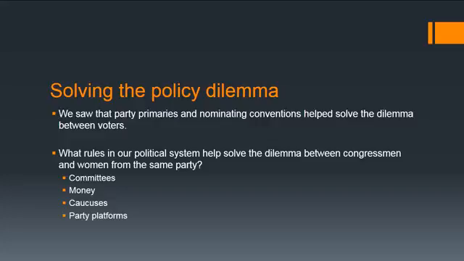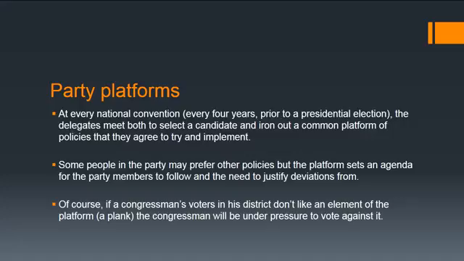Well, we saw that party primaries and nominating conventions help to solve the dilemma between voters. But what rules or what institutions in our political system help solve the dilemma between congressmen and congresswomen from the same party? I'll give you a couple. Committees, money, caucuses, and party platforms.